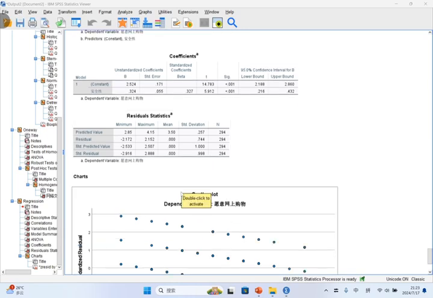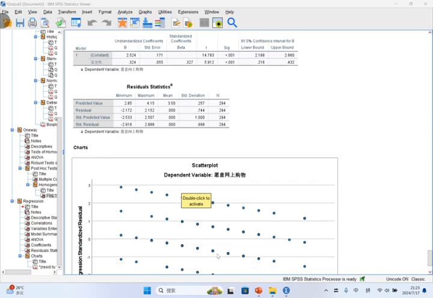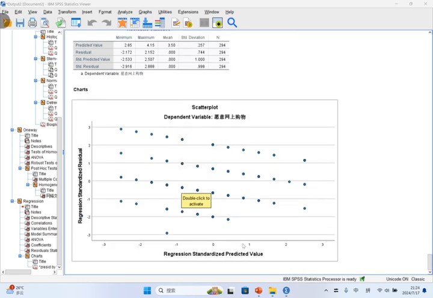And also the scatter plot of the standardized residual value and standardized predicted value: when the points of the scatter plot are randomly distributed horizontally around the zero value, it means that the sample observation values comply with the assumption of normality and homogeneity of the variances. Okay, that's all.